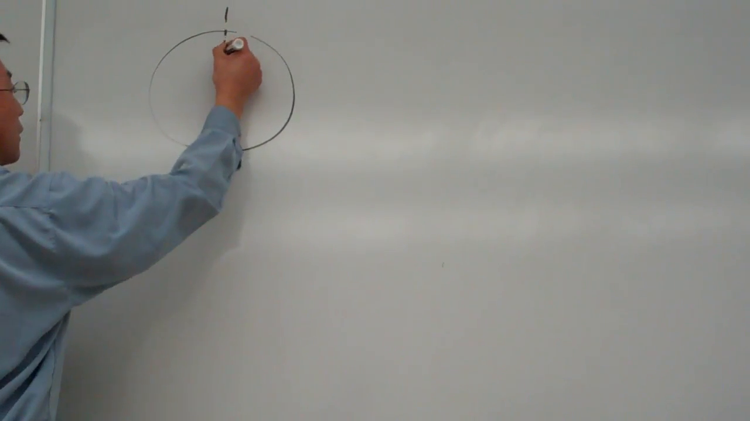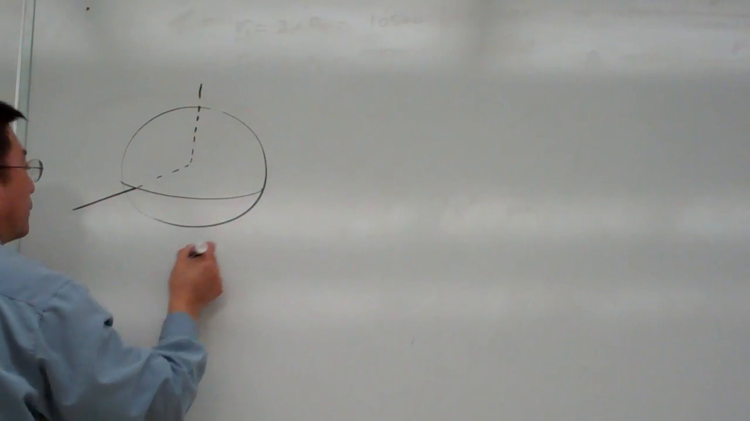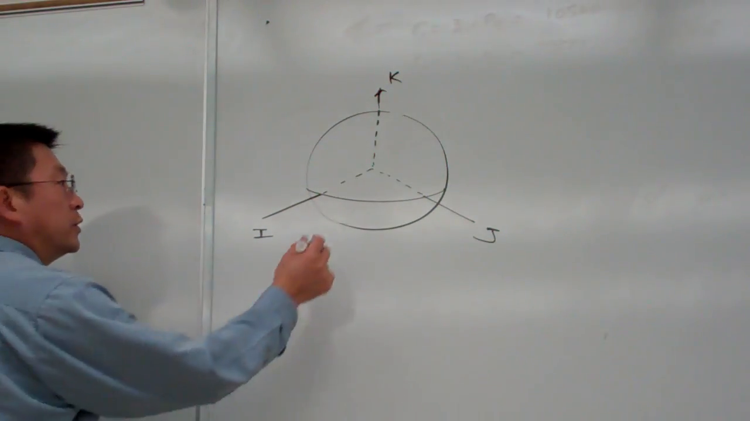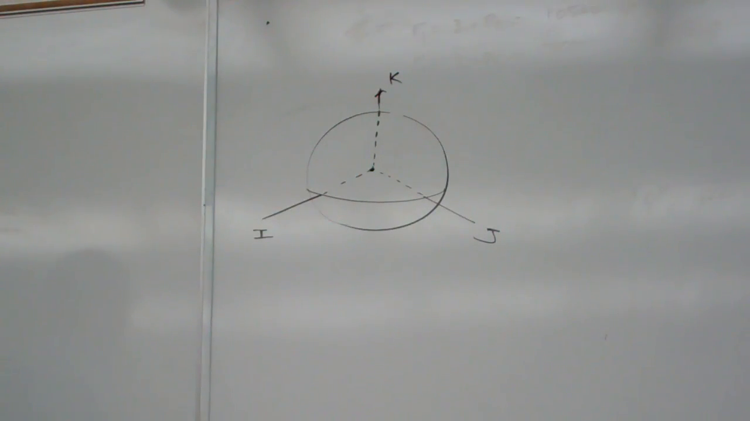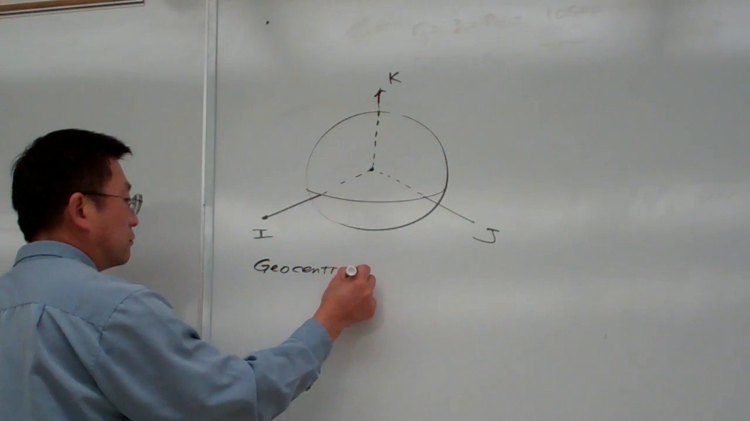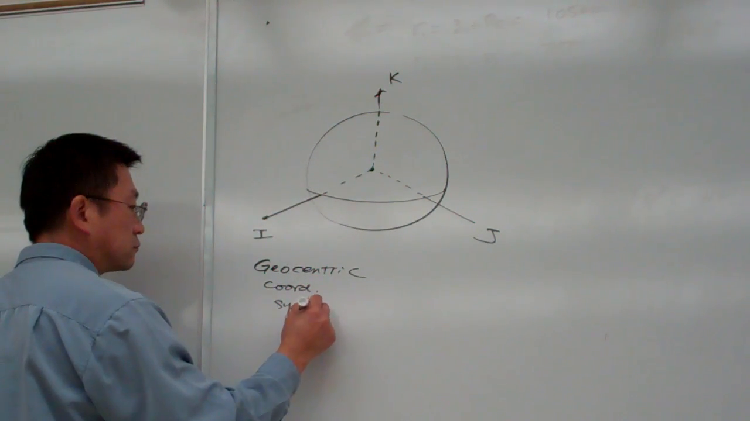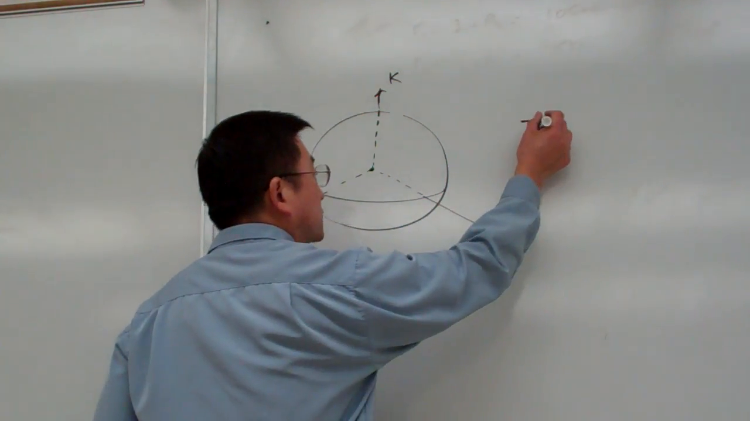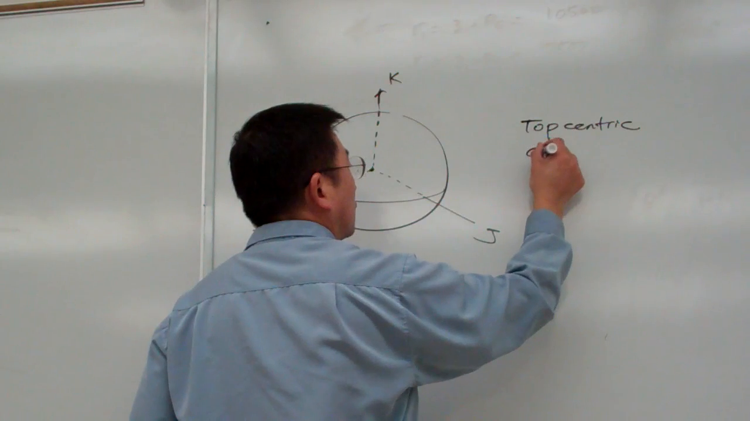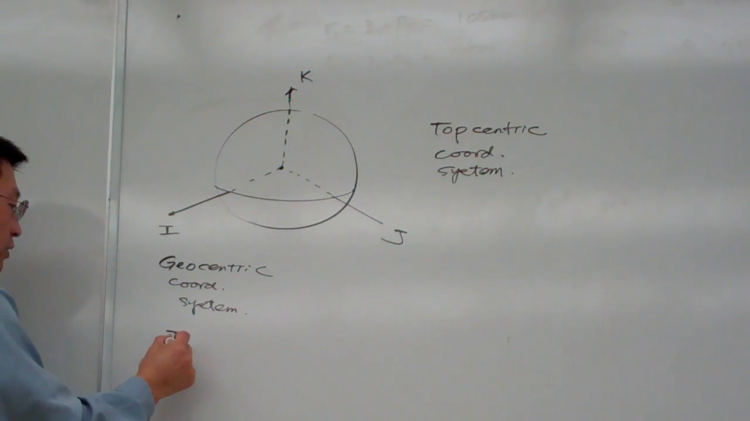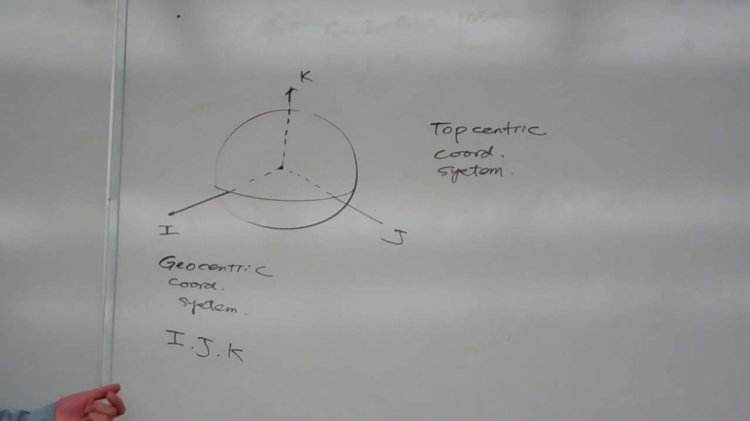So if this is the Earth, and we put the origin of the Cartesian coordinate system at the center of the Earth, this one is called the geocentric. Also, based upon our applications, we might have a topocentric. For the geocentric coordinate system we use IJK as the unit vectors, and that is the symbol we use.